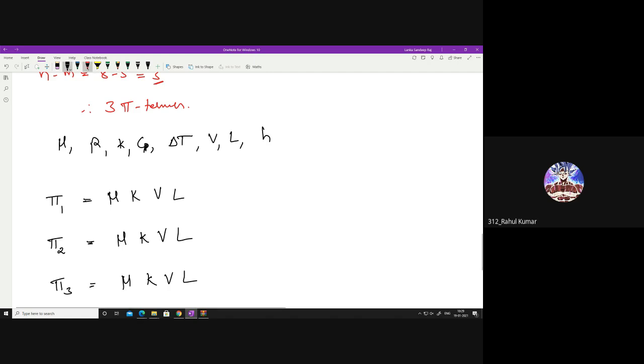Apart from this core group, let me take the remaining things. You have taken mu, k, v and l. What is remaining? Rho is remaining, so I will write this rho here. And what is left? Cp is left. And then what is left? 1, 2, 3, 4.